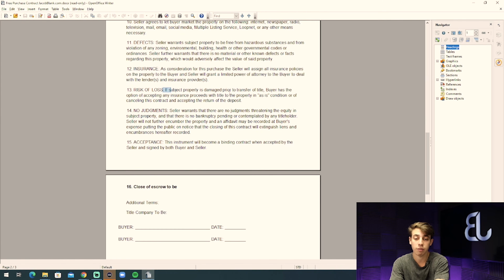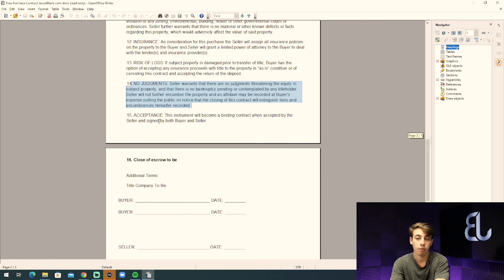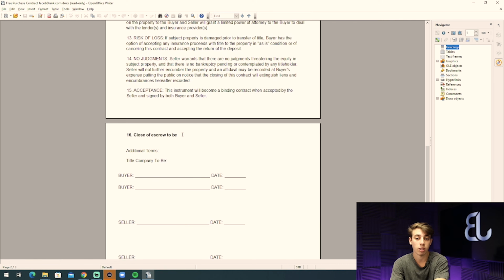Risk of loss. If it's damaged prior to transfer, buyer has the option of accepting insurance proceeds or canceling the contract. So if they mess up the property before the close date, that tells you what's going to happen. 14, no judgment. Seller warrants that there's no liens or judgments threatening the equity in the property. 15, acceptance. This instrument will become a binding contract when signed by both seller and buyer. This is where you set the close of escrow.